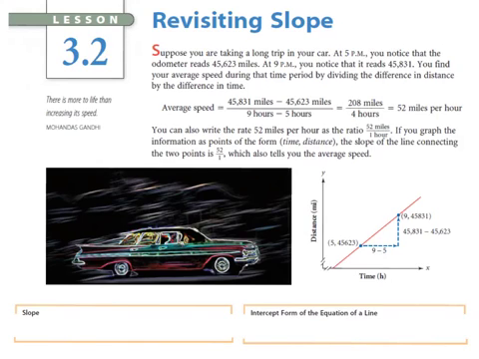In section 3.2, we will be revisiting slope. So we've got an example problem here. Suppose you are taking a long trip in your car. At 5 p.m. you notice that the odometer reads 45,623 miles.